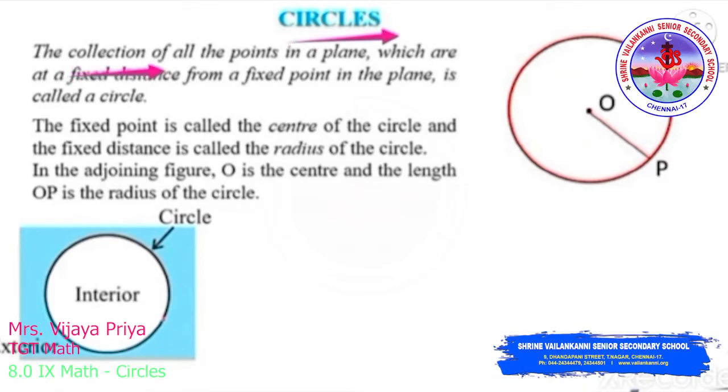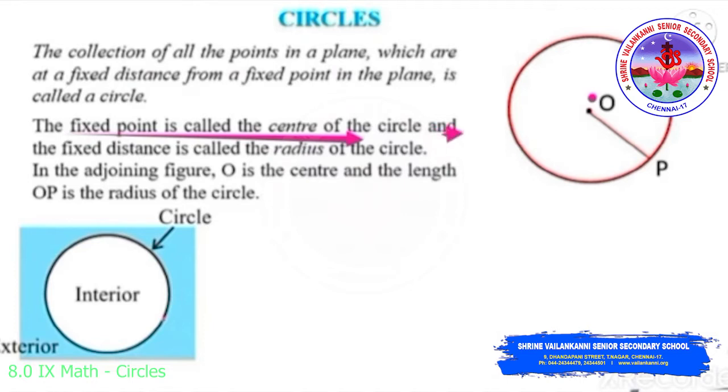The collection of all the points in a plane which are at a fixed distance from a fixed point in the plane is called a circle. This fixed point is called the center of the circle, and the fixed distance from the center is called the radius of the circle. So in the adjoining figure, O is the center and OP is the radius of the circle.